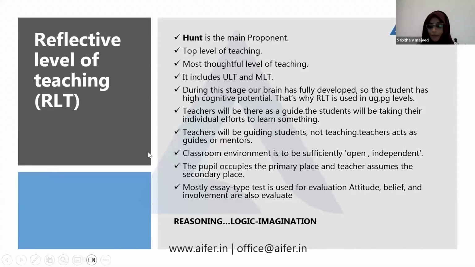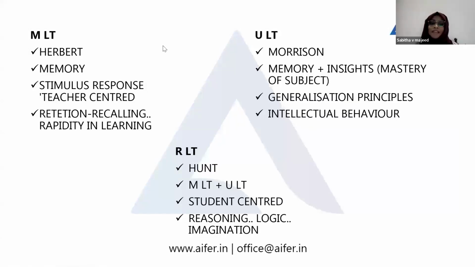So let's sum up the topic. Let's revise. There are 3 different levels of teaching: memory level of teaching, understanding level of teaching, and reflective level of teaching. Memory level of teaching is proposed by Herbert, understanding level of teaching by Morrison, and reflective level of teaching by Hunt. Memory level of teaching focuses on remembering facts or information. Understanding level of teaching focuses on memory plus insight. Insight means awareness about what we are learning, mastery of the subjects.